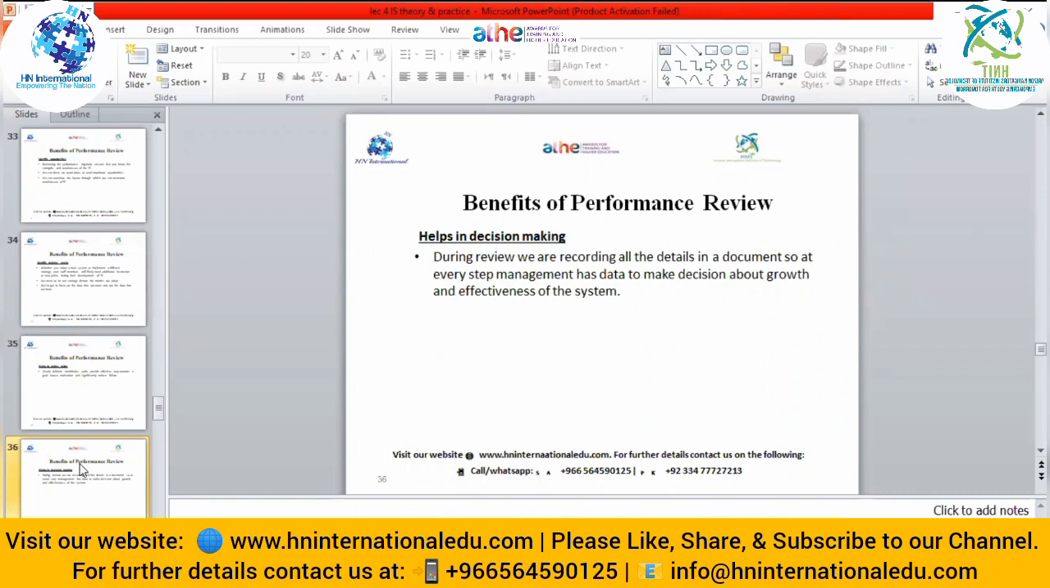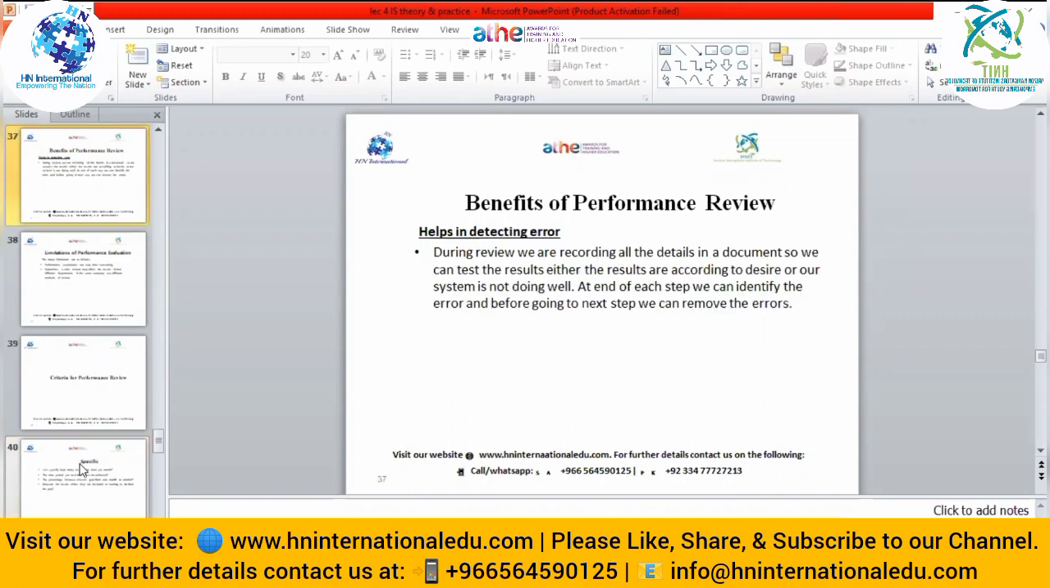So during the review we are recording each and every detail in a document, so at the end of every step management has data to make decisions about the growth and effectiveness of the system. We can identify the errors as we know the weak areas, and we have analyzed what the issues are inside the weak areas and how we can overcome these areas, what are the issues behind our failure. So we can detect the errors as well as we can improve or remove these errors.